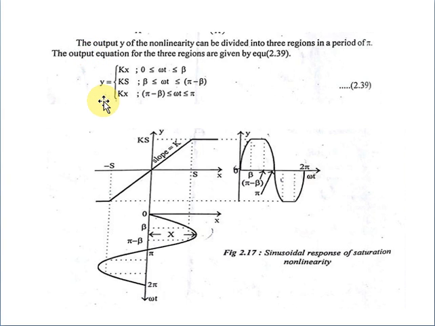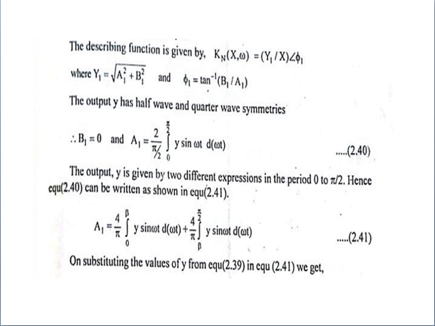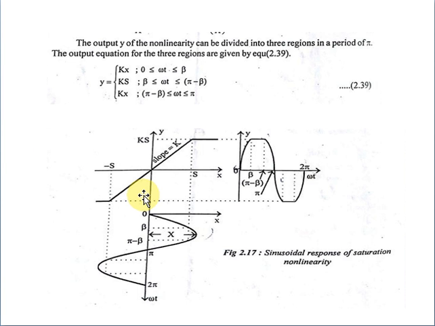Next, we are going to derive the describing function. We know that describing function is equal to kn of x omega equals y1 by x angle phi 1, where y1 equals root of a1 square plus b1 square and phi 1 equals tan inverse b1 by a1. From the figure, it exhibits half wave and quarter wave symmetry. So we need to integrate only from 0 to pi by 2 because it exhibits quarter wave symmetry.